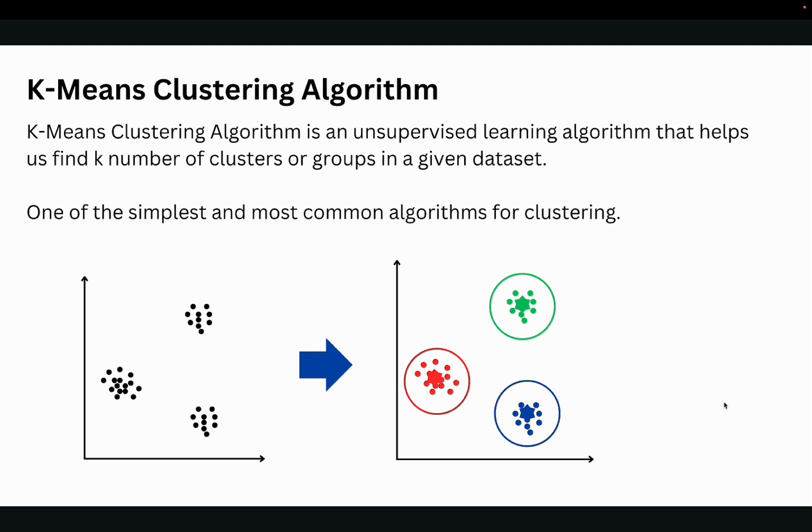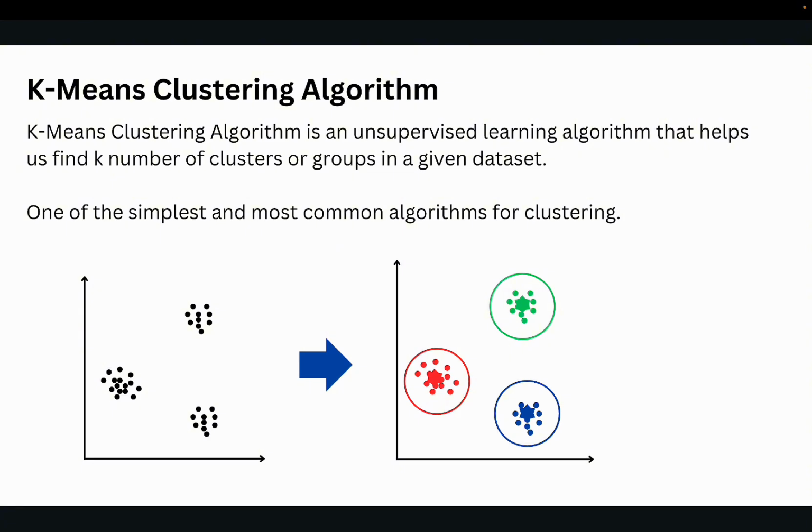K-means clustering is an unsupervised learning algorithm that helps us find k number of clusters in a given dataset. It's one of the simplest and one of the most common algorithms for clustering. As you can see in this picture, we have three distinct clusters that we can identify with our naked eyes, but a machine cannot identify this.